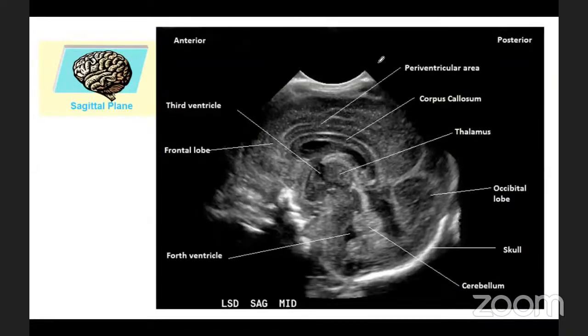And when you do the sagittal plane, divided into right and left half, the front of the head is on your left side. This is the anterior, and this is the posterior. You will understand all the structures as I go further in my presentation.